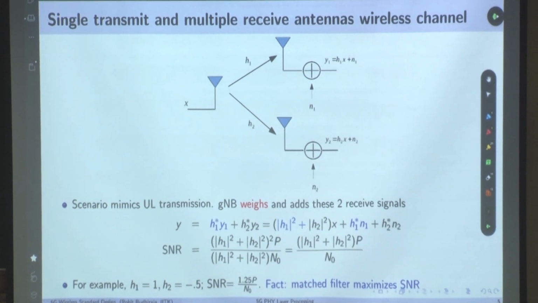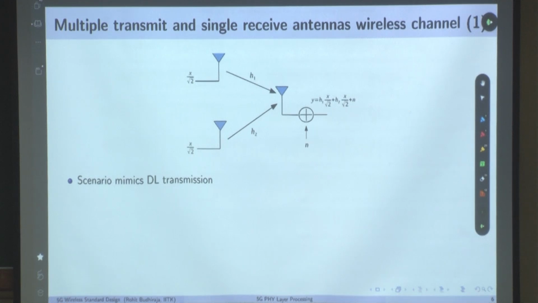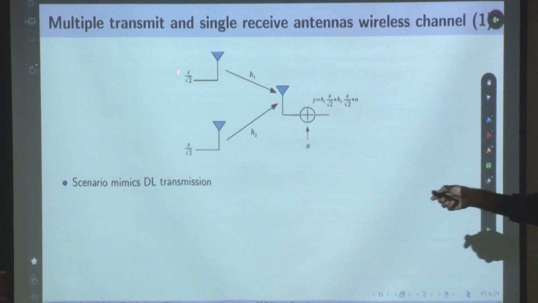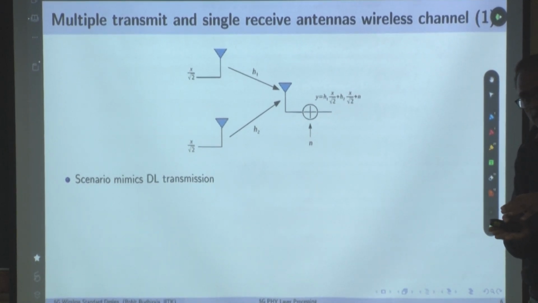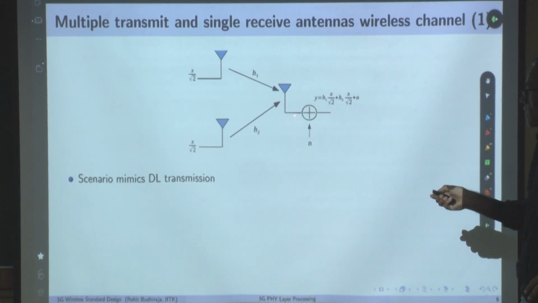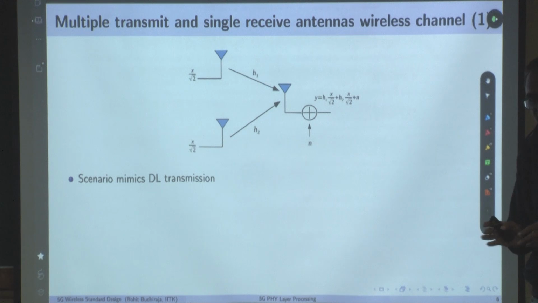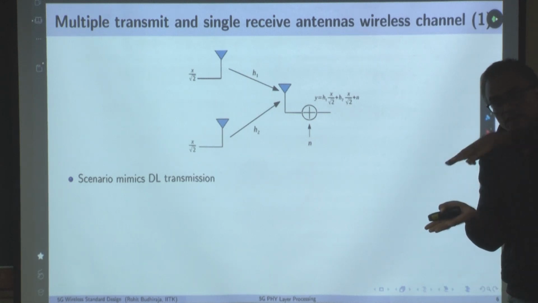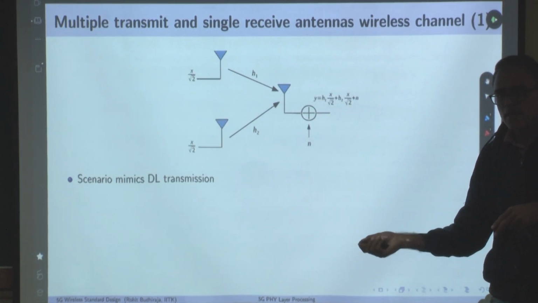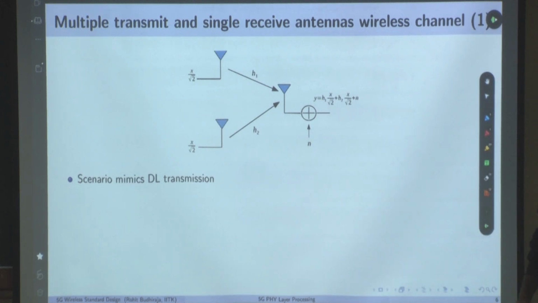Now this was for uplink. What happens in the downlink? Don't look at what I am doing here. The counterpart of uplink, the downlink, has two transmit antennas and one receive antenna. Why are we considering this kind of system? Because typically you can install a lot of antennas at the base station and very few antennas at the mobile station. It is a small device. So we are considering this example where there are multiple transmit antennas and only one receive antenna. This scenario mimics downlink transmission.